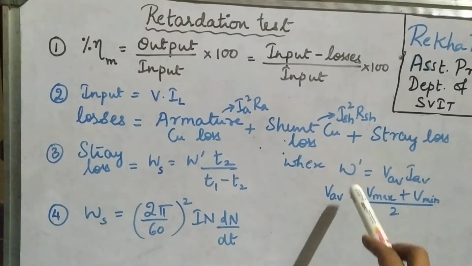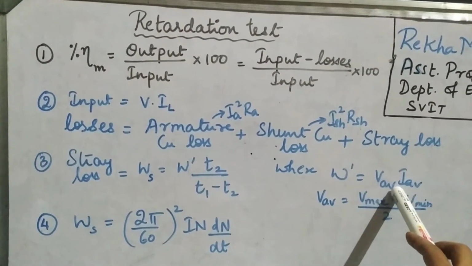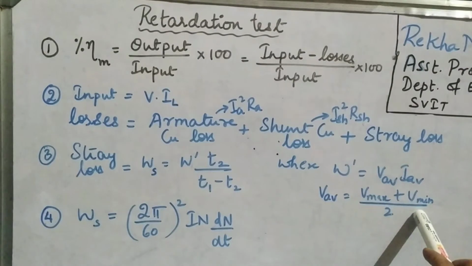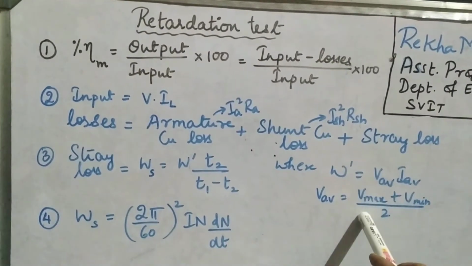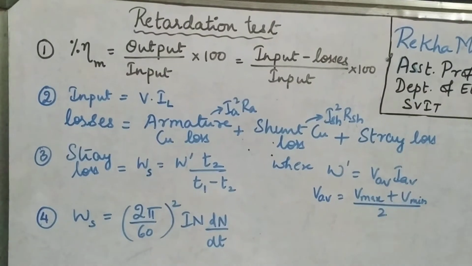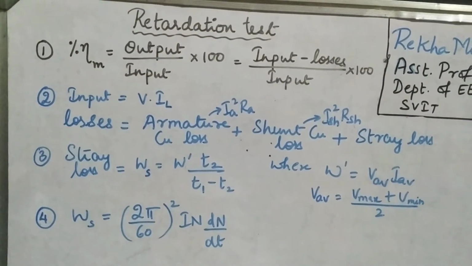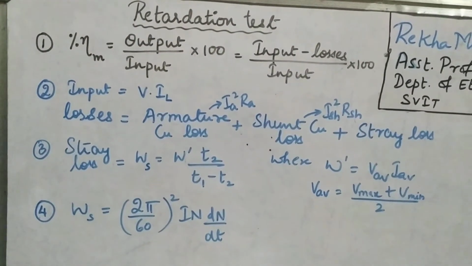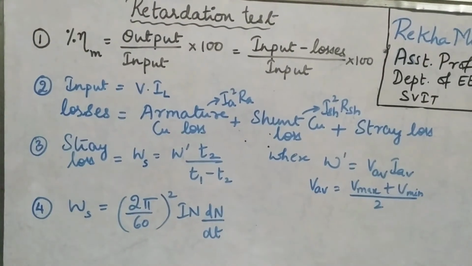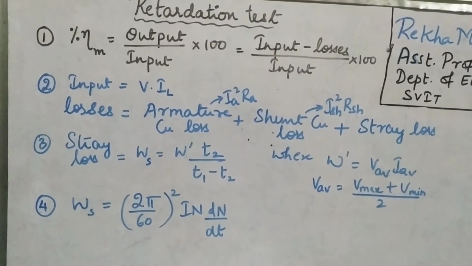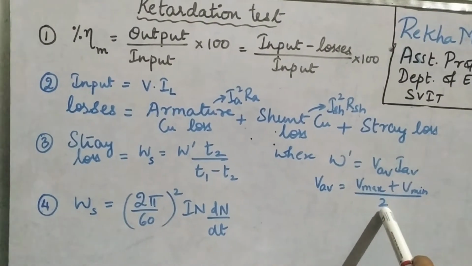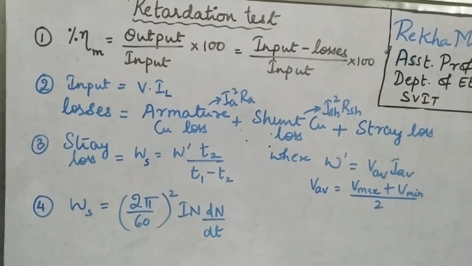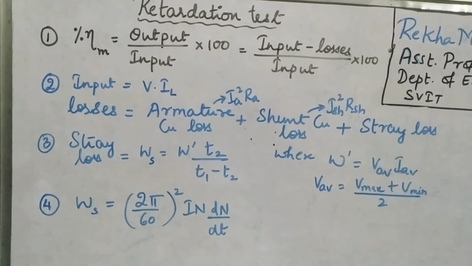Here W dash is given by V average into I average, where V average is given by V max plus V minimum divided by 2. This is the change in the voltage when the switch is opened from the supply side to the armature circuit. What is the voltage drop? How does the voltage fall down? That will be the minimum voltage, and before that, what is the maximum voltage? Those two values we have to take as an average value. Fine. So from this we can find out the efficiency of a motor by using a retardation test.